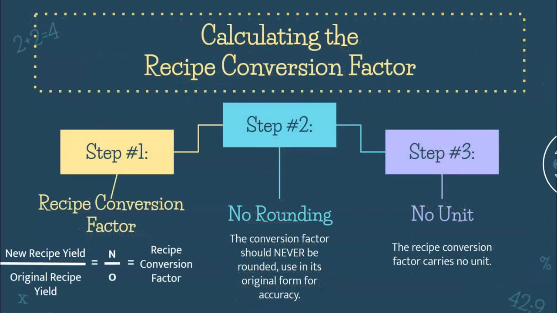All right. So how do you calculate the recipe conversion factor? You can see here the formula is new yield divided by old yield equals your conversion factor. Again, you do not round, you use it in its original form, even if it has lots of numbers after the decimal. And then step 3, the recipe conversion factor carries no unit. That's why it's important that the new and the old yield units match.